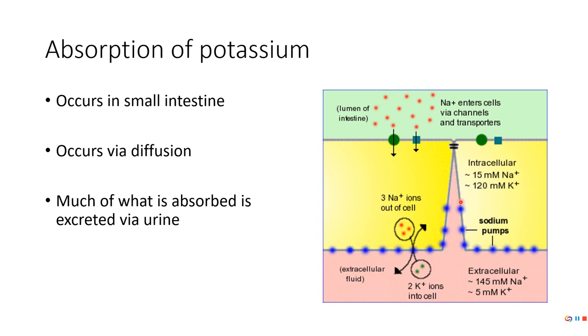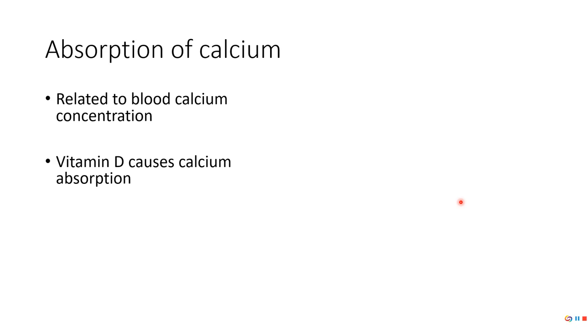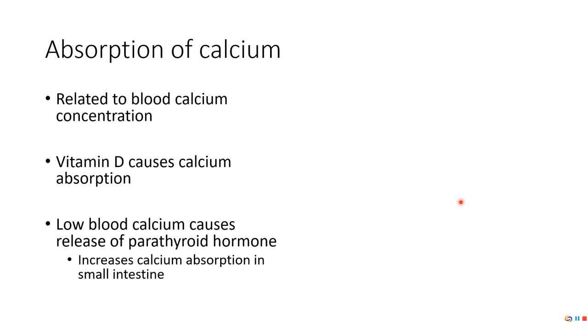Next, we have calcium, and so this is related to blood calcium concentration. Remember, vitamin D causes calcium absorption, and so when we have low blood calcium, we release parathyroid hormone. That causes us to take calcium from bone. It also makes it easier for calcium to be absorbed into the small intestine.